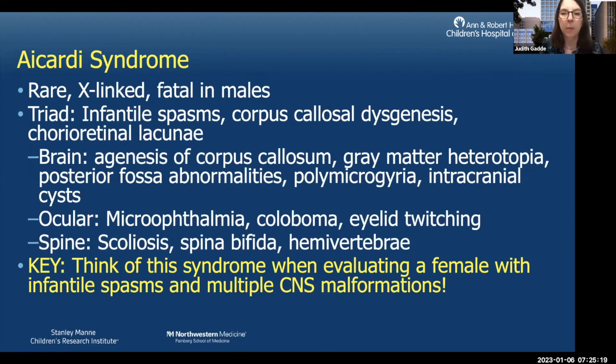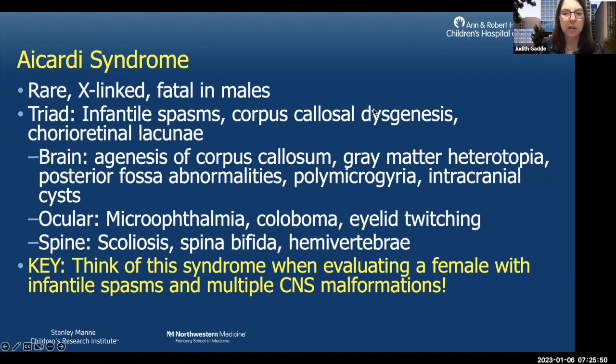Corpus callosal dysgenesis, so that means that it could be just abnormally formed, or they could have agenesis as well. And then something that we're not going to see on imaging, but something that a clinician can see would be chorioretinal lacunae. So they would need to see that with an ophthalmoscope. And as you can see listed here, they can have multiple abnormalities, including within the brain, the eyes, and the spine.